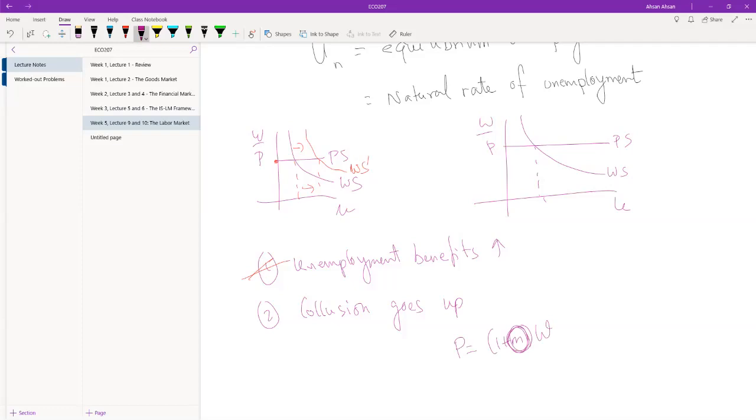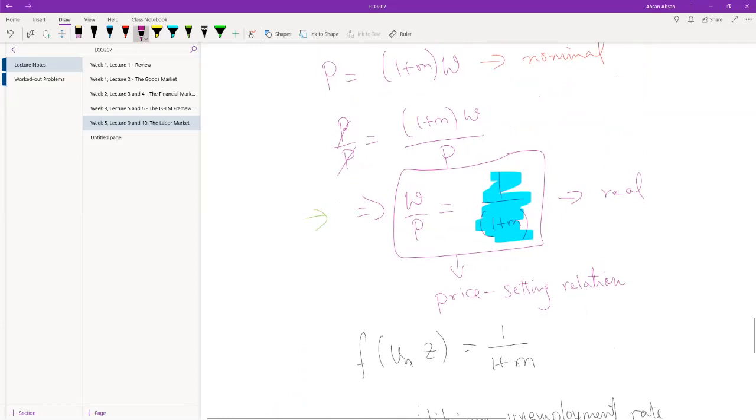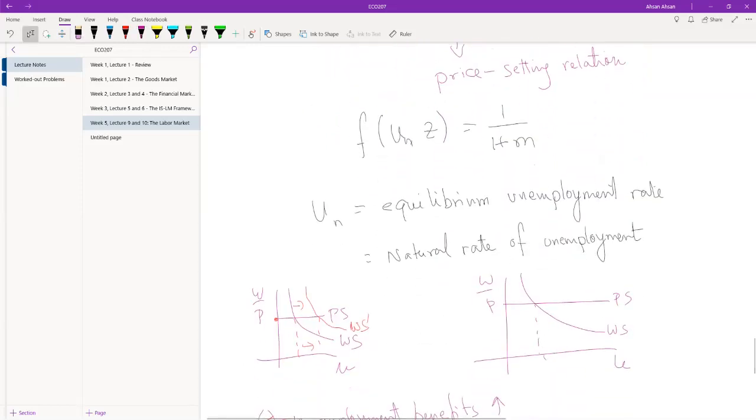If M goes up, take a look at this equation again. If M goes up, the denominator is going up, and the whole thing, this value, is falling. So what we are going to have is this, PS prime. So what has happened in this case is, first of all, unemployment has gone up, U0 to U1. But wage rate has also fallen.